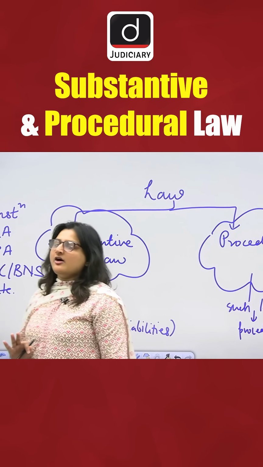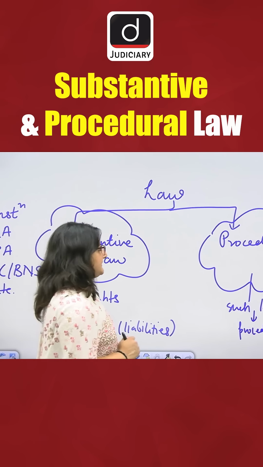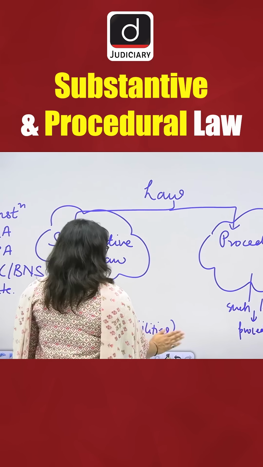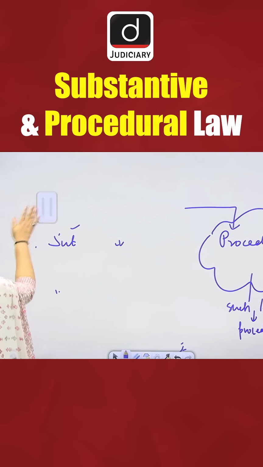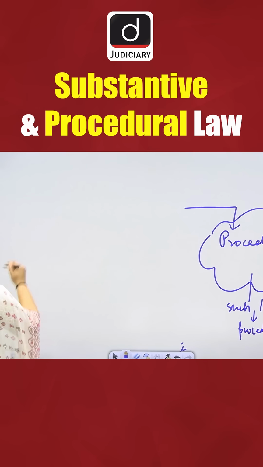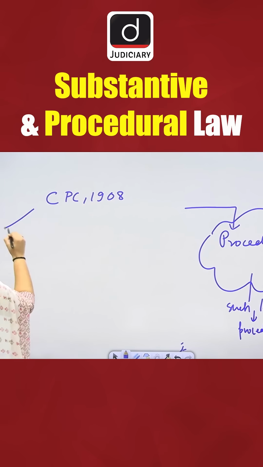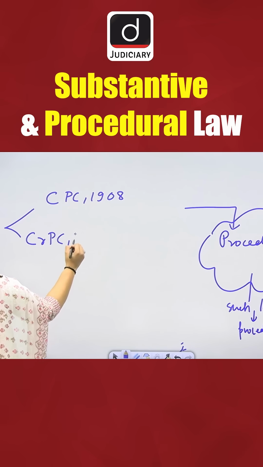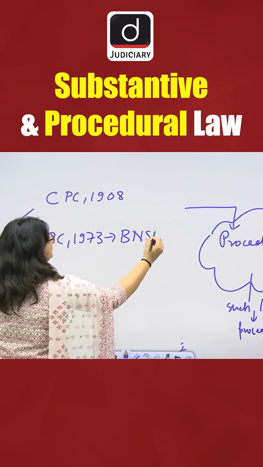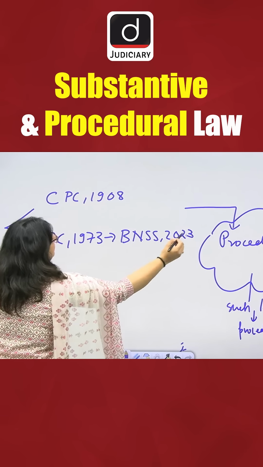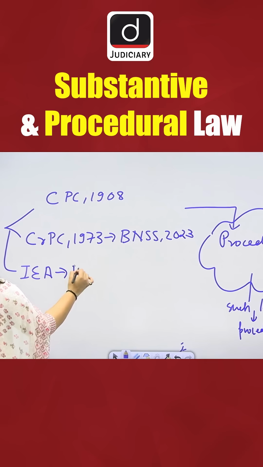And we have three laws which fall under the procedural law category. Let us see what those are. Yes, one is your CPC, Civil Procedure Code of 1908. Another is your CrPC 1973, which has now been repealed and replaced by Bharatiya Nyaya Suraksha Sanhita. Another is the law we are studying, that is the Indian Evidence Act and the corresponding BSA.